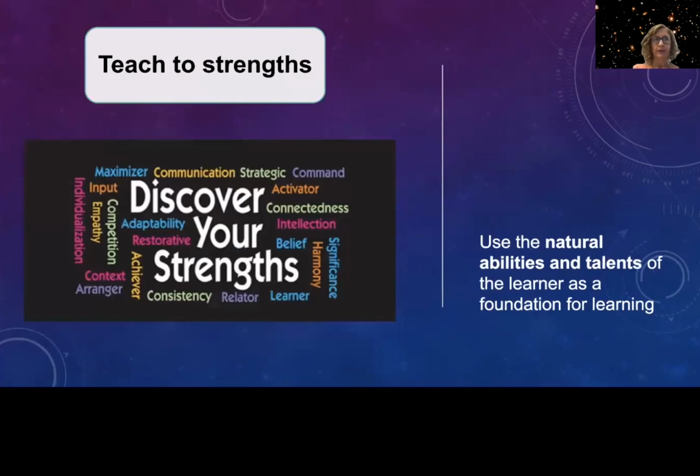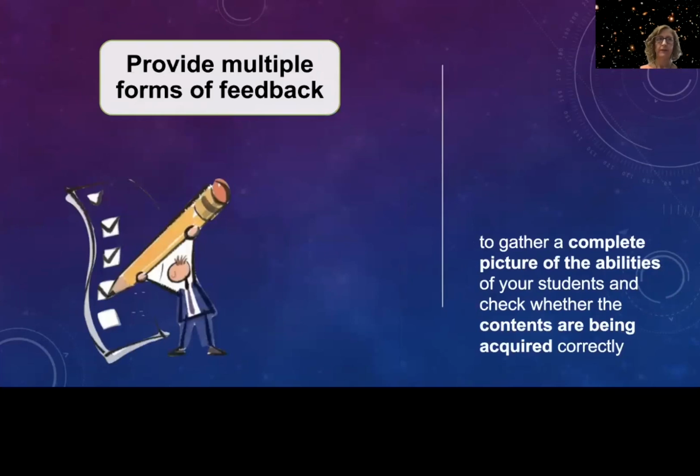Teach to strength, that is, use the natural abilities and talents as a foundation for learning, or in other words, focus on the abilities and not on the disabilities if there are any. Finally, to find out about your students' strengths, you need also to provide multiple forms of feedback to gather a complete picture of a student's abilities and check whether the contents are being acquired correctly.